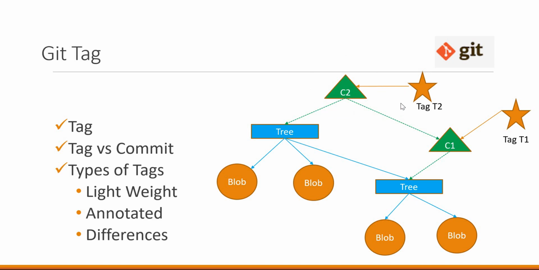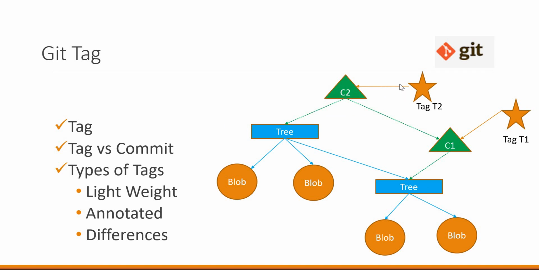So we also have some similarities of tags with respect to branches. Generally the branches also will point to the commit objects, but the branches are not fixed. A particular branch can point to any commit in the Git repository, whereas the tags are fixed. That means they will point to a single commit in a Git repository. Now regarding the types of tags, we have two types of tags, a lightweight tag and an annotated tag.